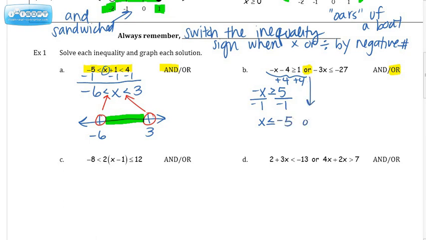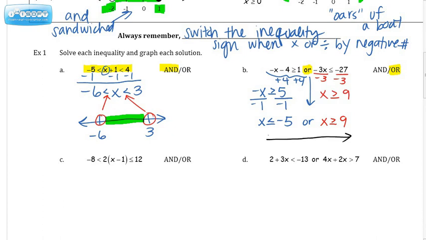I'm going to drop down the word or. And then I'm going to divide here. So again, I'm switching the sign because I divided by a -3. So x greater than or equal to 9. And then I would now graph my solution.